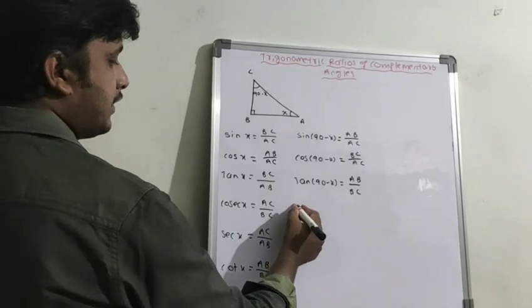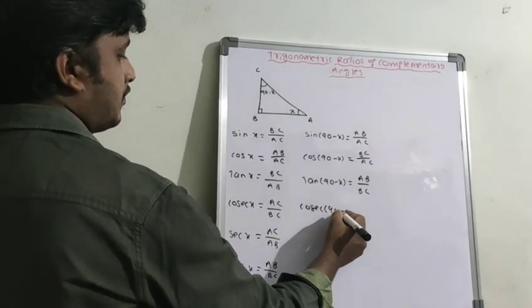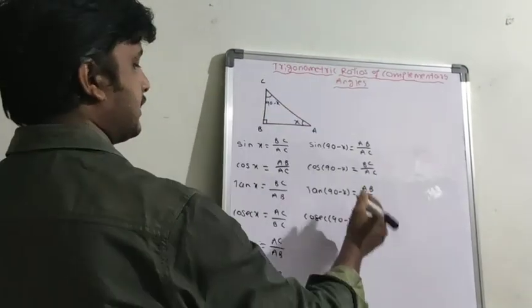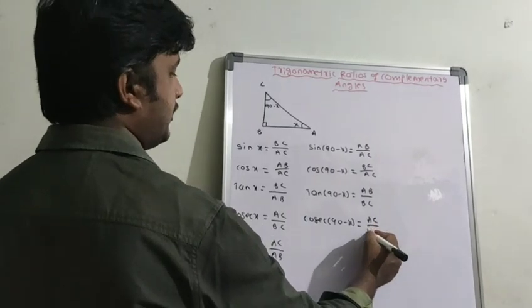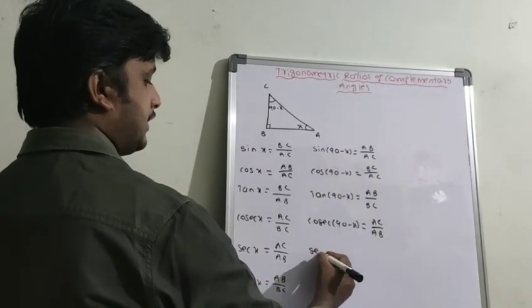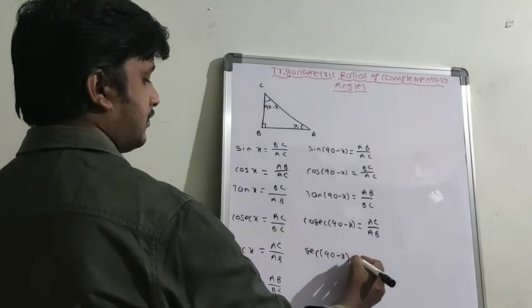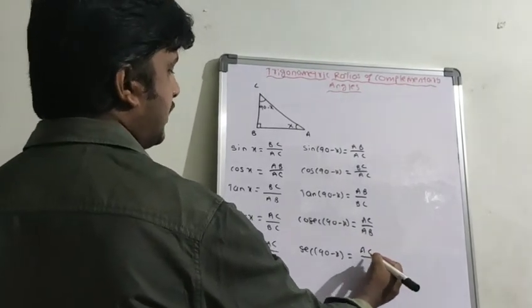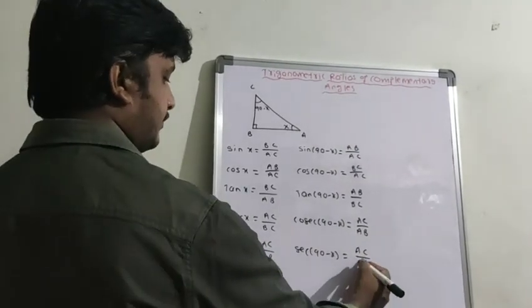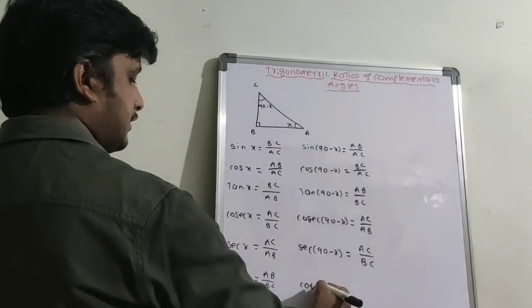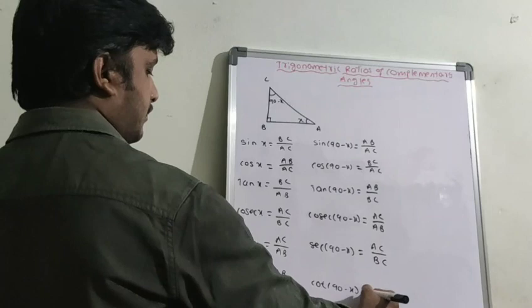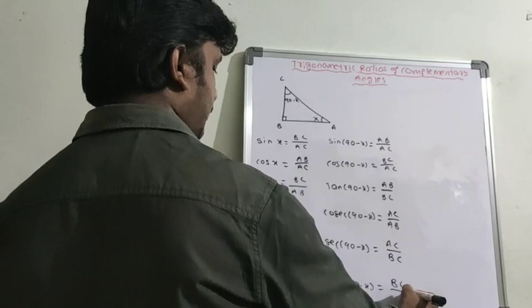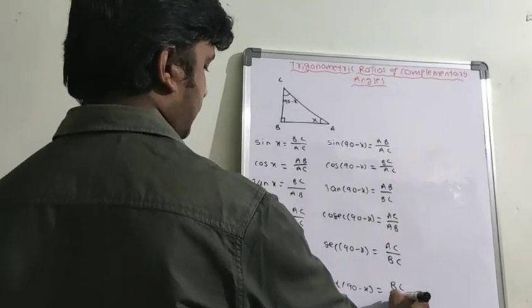Next, coming to the cosecant 90 minus x. Cosecant 90 minus x equal to hypotenuse AC by the opposite AB. Next, secant 90 minus x is equal to hypotenuse AC by adjacent BC. And cot 90 minus x equal to adjacent BC by opposite AB.